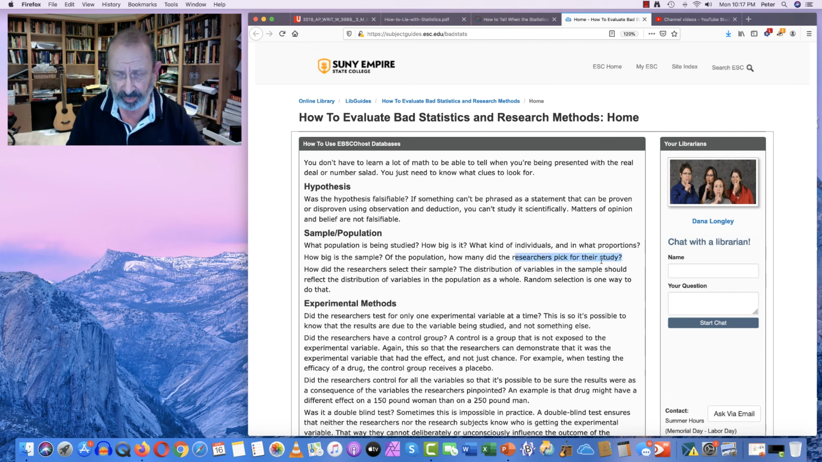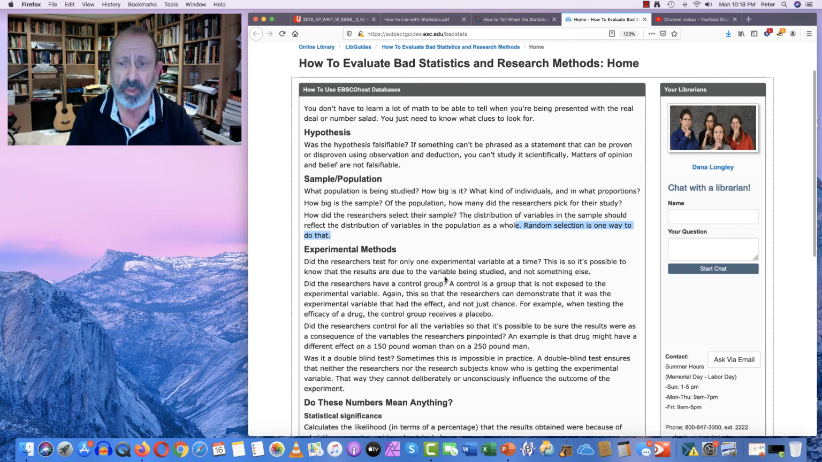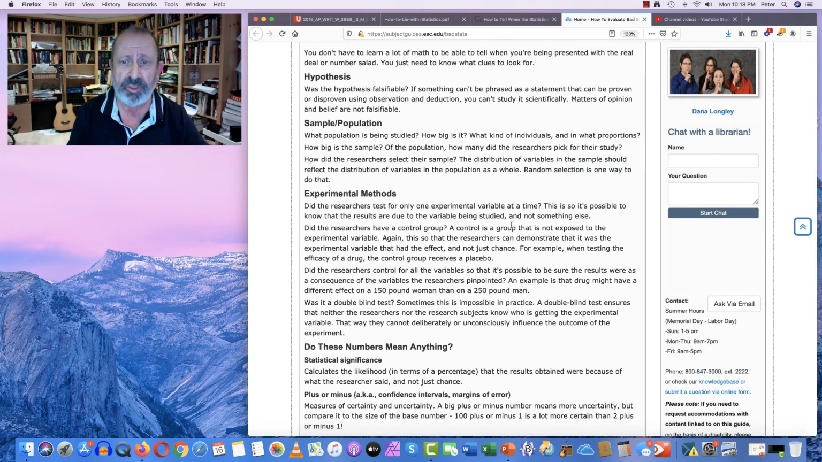Did you pick enough representative groups: male, female, old, young, educated, not educated, Black, White, Asian, Indian, whatever? Do you have enough variables? And do you have a way of randomly selecting that population? The methodology is very important.